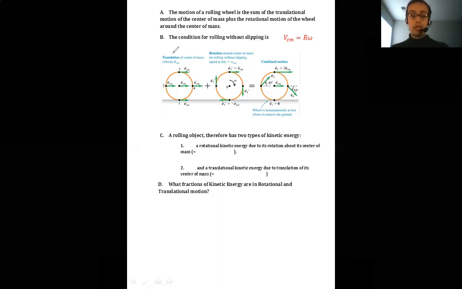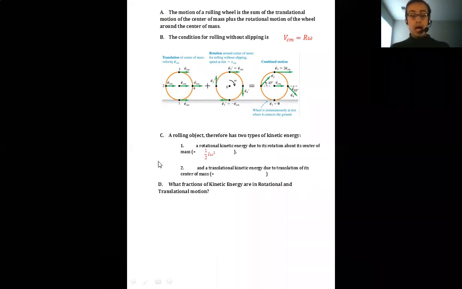Okay, but this is just sort of what we're looking at. So we're not worrying about slip. We're not worrying about a case where the ball is bouncing. We're just thinking about a case where the wheel is basically keeping up with the linear speed. So again, two types of kinetic energy. The rotational kinetic energy, and that's 1/2 I omega squared. And then there's a translational kinetic energy due to the translation of the center of mass.